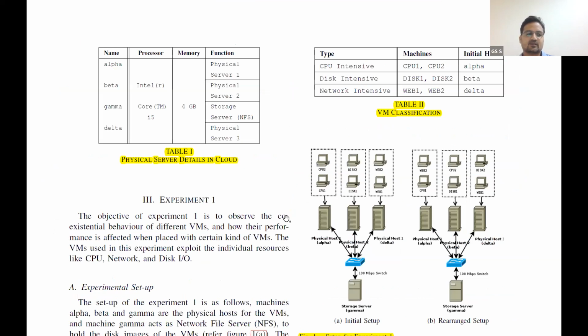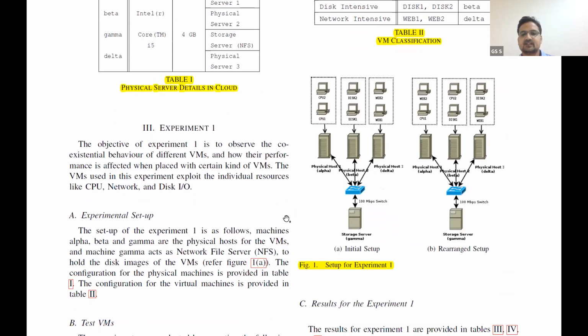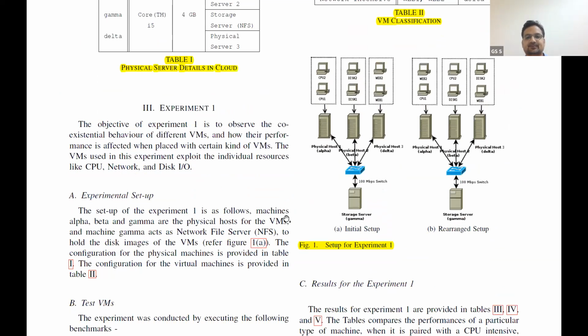So let us talk about certain things. There are certain experiments which we do. Like you see, there is a storage server where all the VM disks are kept. These are three physical servers on which VMs are running. What kind of VMs are running? We have named them CPU 1, CPU 2, disk 1, web 1, web 2. These are the kind of applications these VMs are running, and these applications represent some of the very common applications available across the globe. Right? Web server is one of the very common applications.